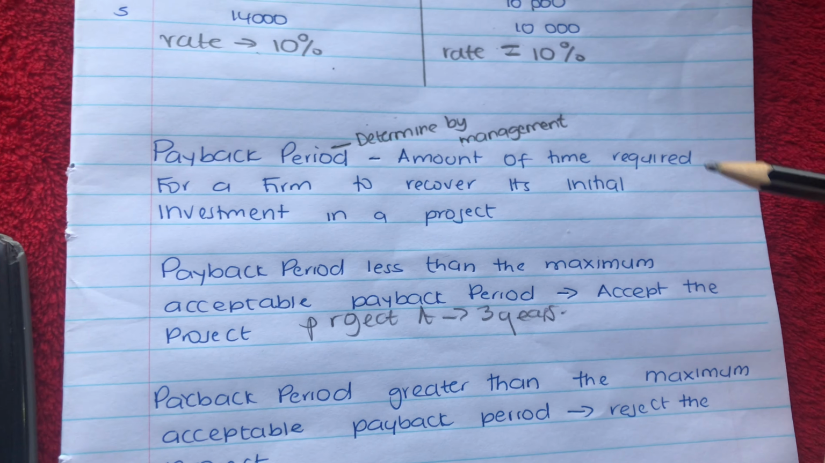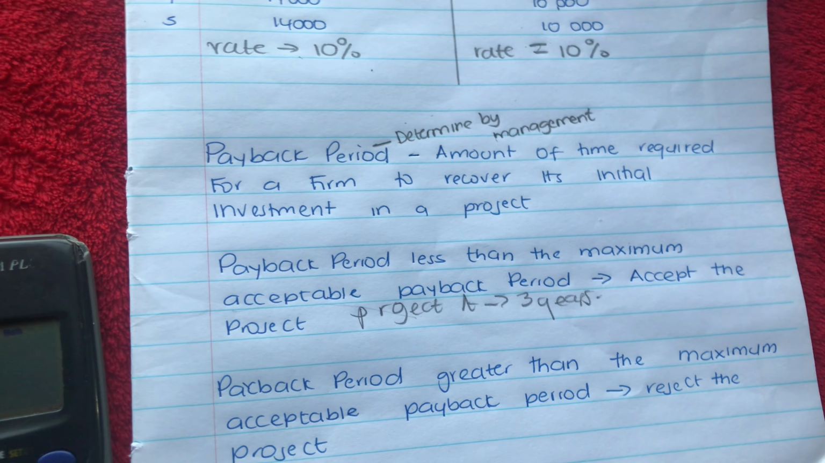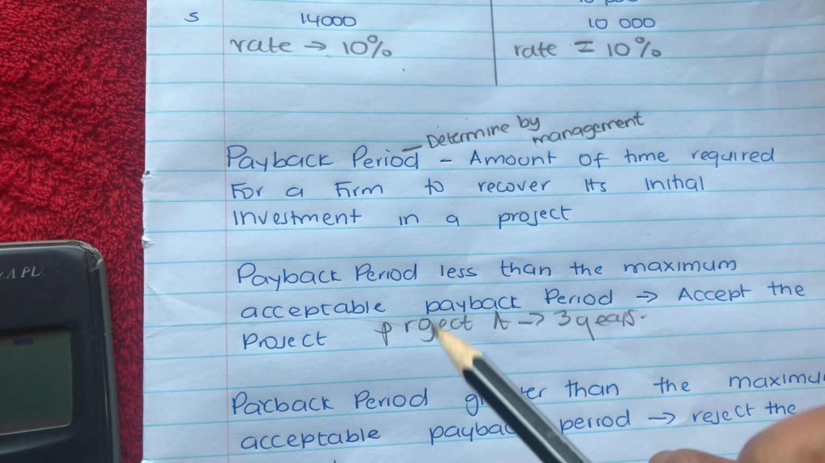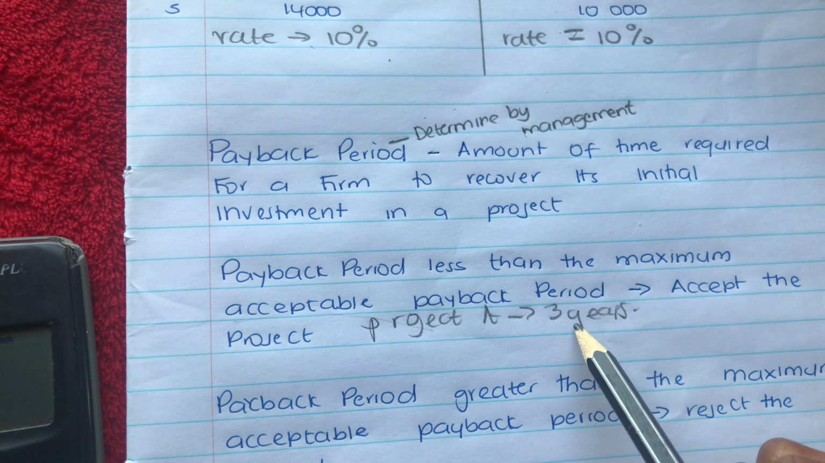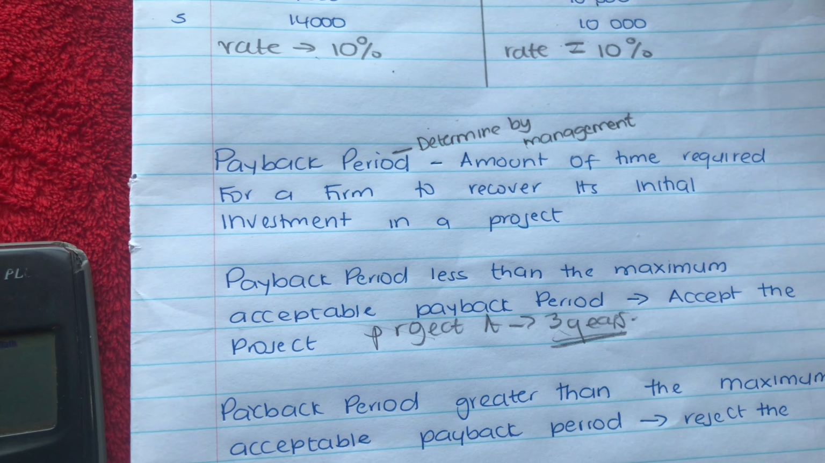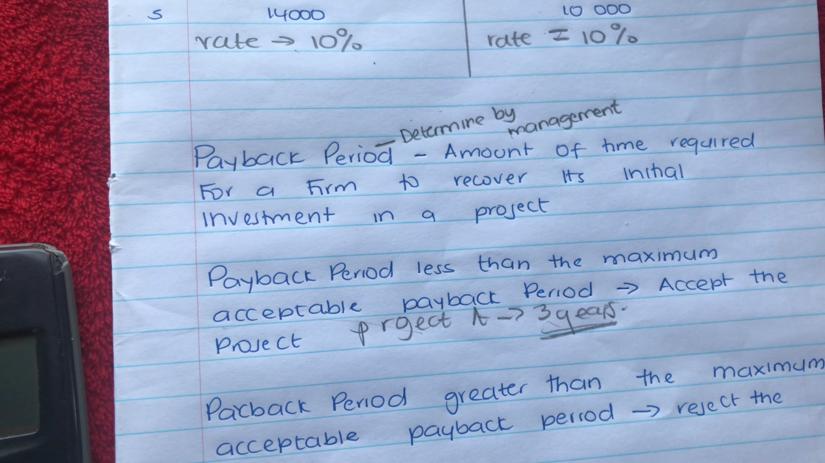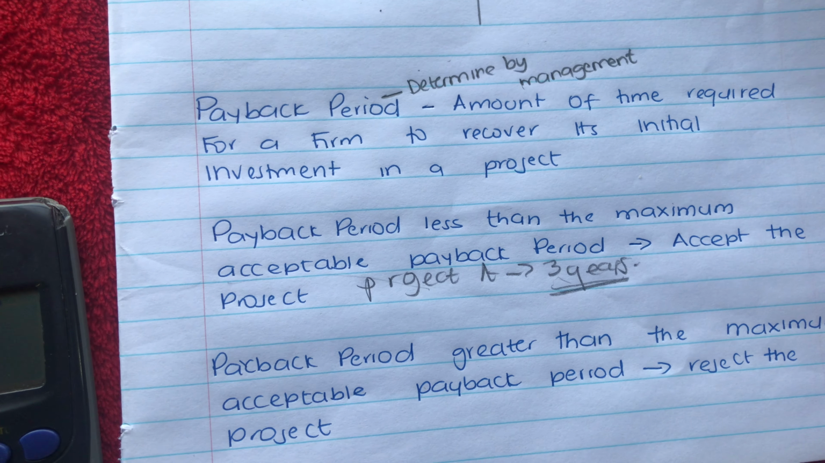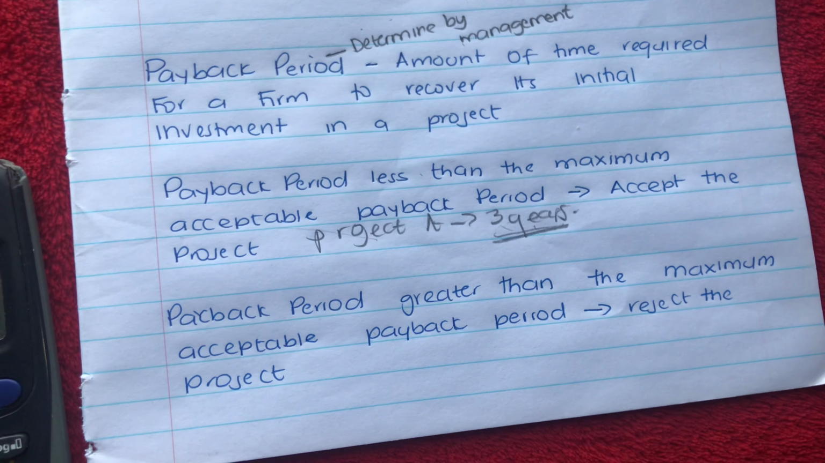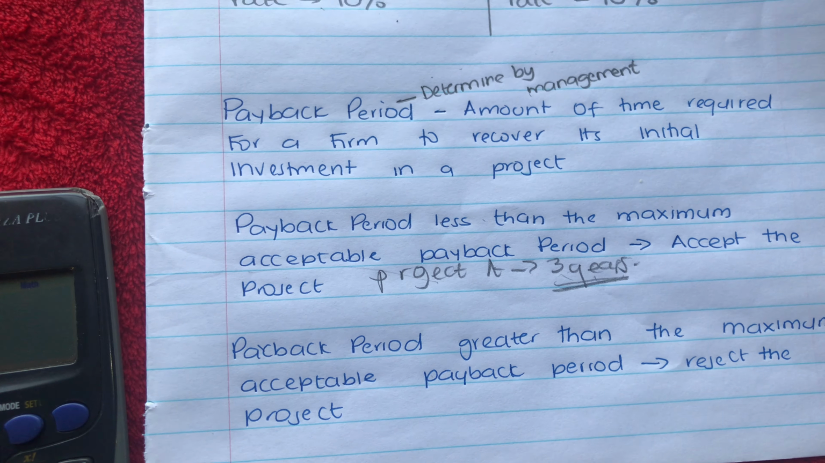Remember, the payback period needs to be less than the maximum acceptable payback period. Management will decide that they want a return in 5 years. If we receive our return in 3 years, that's a good thing for us because it takes less time than we expected. But if the project says it takes 6 years for us to get a return, that's a bad thing for us because we said we want to receive our return in 5 years. So that's how it is.